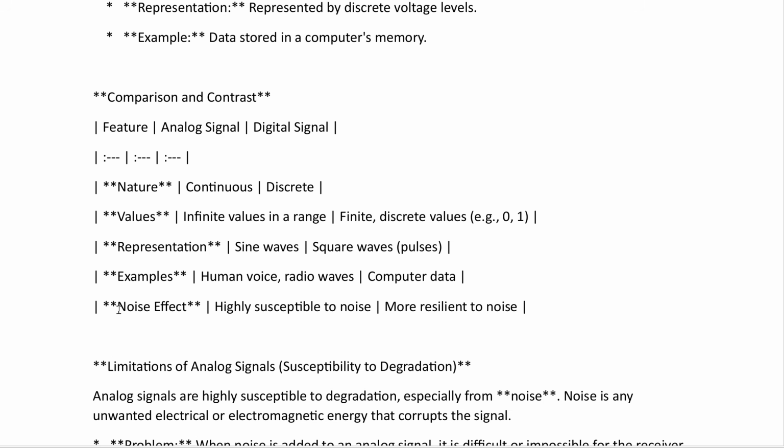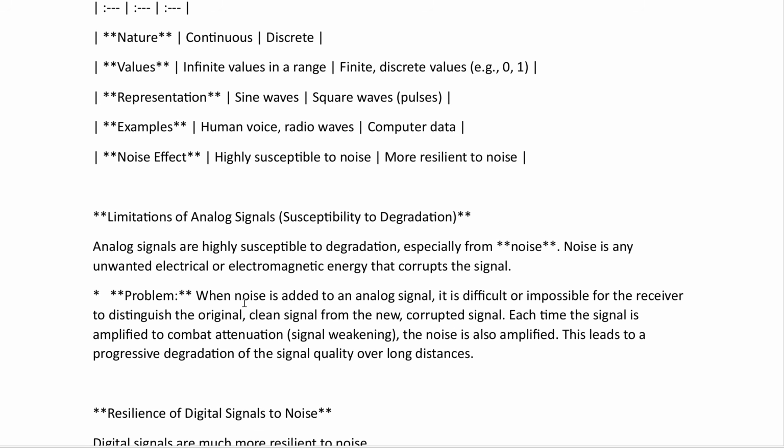Next feature on the basis of which we can compare and contrast the analog signal with the digital signal is the noise effect. Analog signals are highly susceptible to noise, whereas digital signals are more resilient to noise. It means noise can degrade the quality of the analog signal, whereas noise has little effect on the quality of the digital signal.